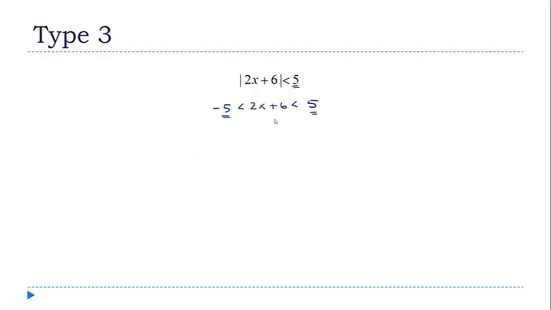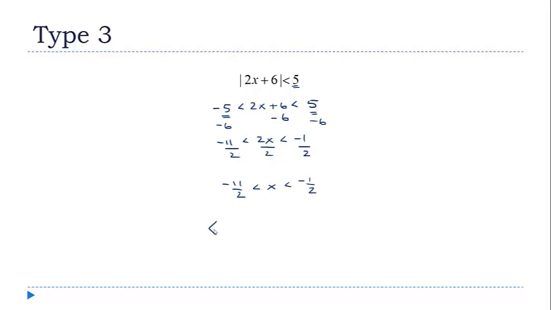The process now follows the same pattern. I'm going to subtract 6 from both sides. This becomes negative 11 is less than 2x is less than negative 1. And I'm going to divide all three parts by 2. And I get negative 11 halves is less than x is less than negative 1 half. And there's my solution.